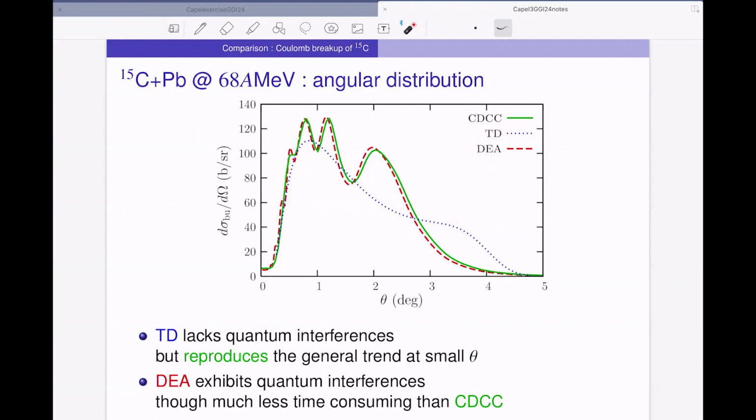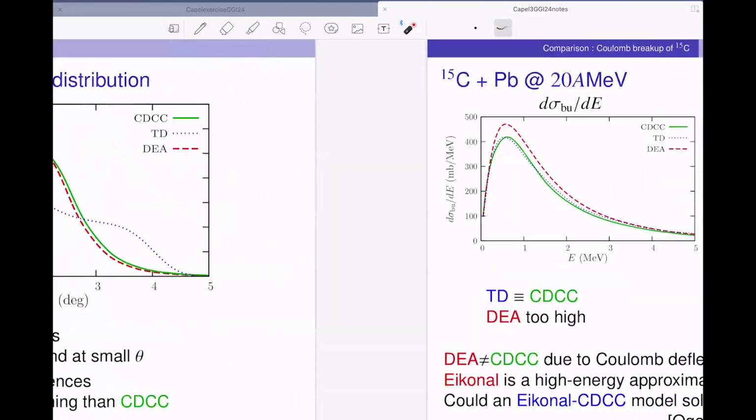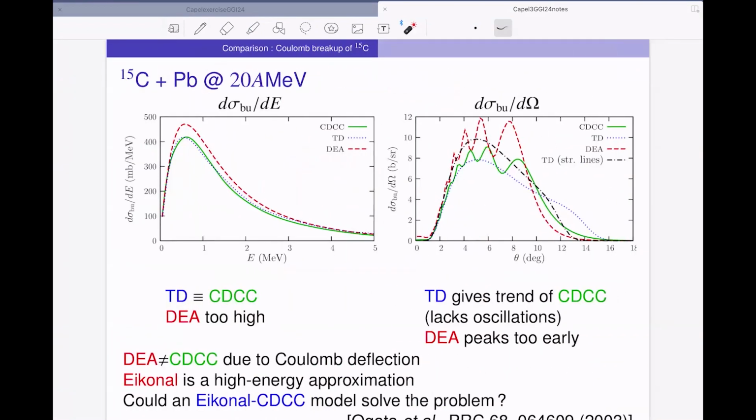So that's a very good thing, because in these calculations you gain about a factor of 100 in the computational time. So that's something that is worth doing. And so we did that, and we thought, okay, this is 70 MeV per nucleon. What happens if we move down to lower energy? That's where the eikonal approximation fails.